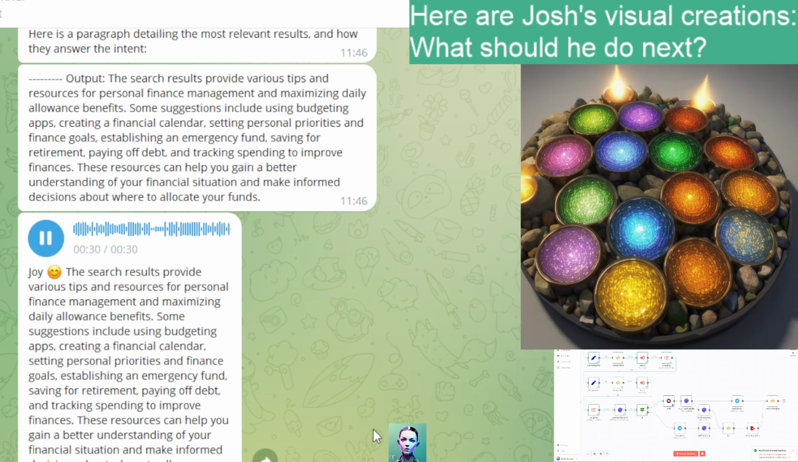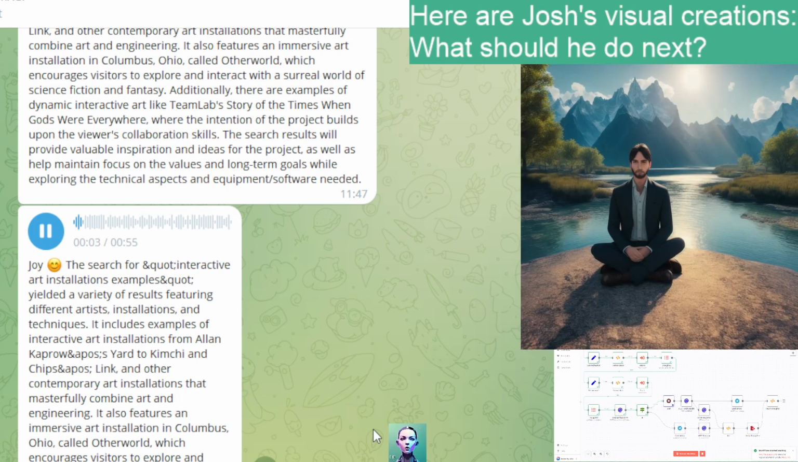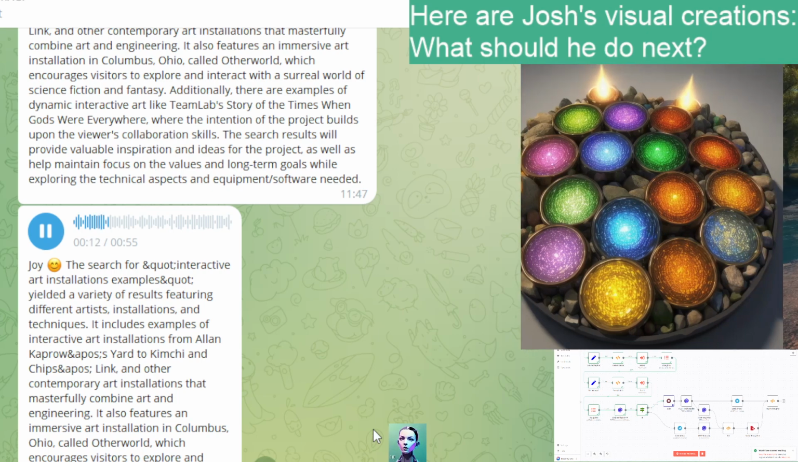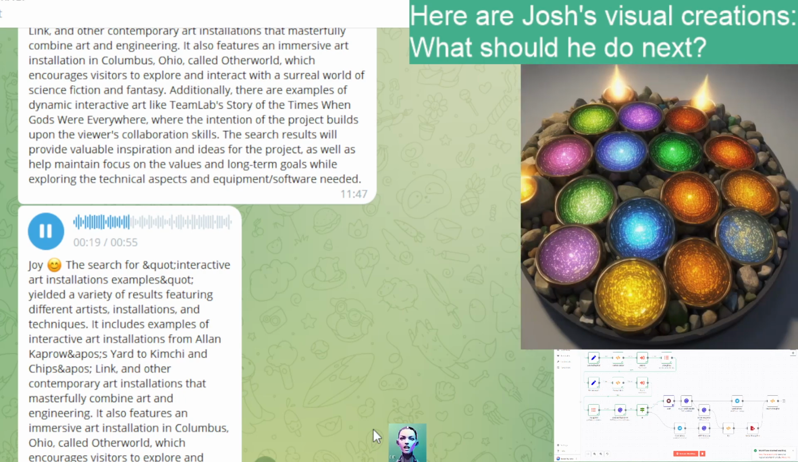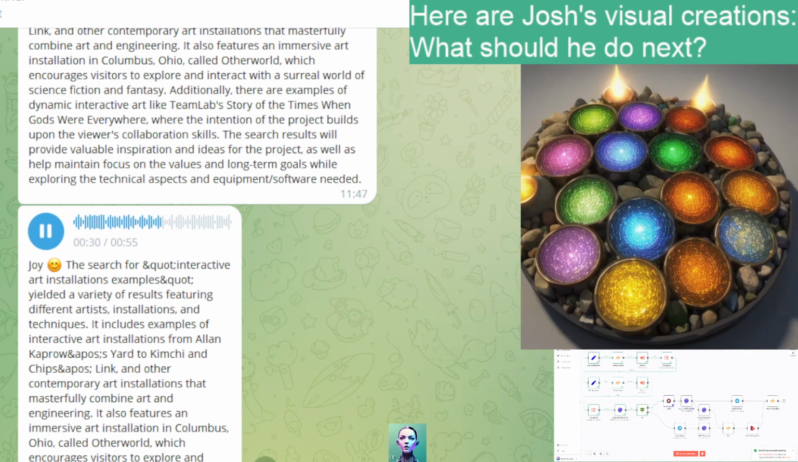allocate your funds. The search for interactive art installations examples yielded a variety of results featuring different artists, installations, and techniques. It includes examples of interactive art installations from Allan Kaprow's Yard to Kimchi and Chip's Link, and other contemporary art installations that masterfully combine art and engineering. It also features an immersive art installation in Columbus, Ohio, called Otherworld, which encourages visitors to explore and interact with a surreal world of science fiction and fantasy.